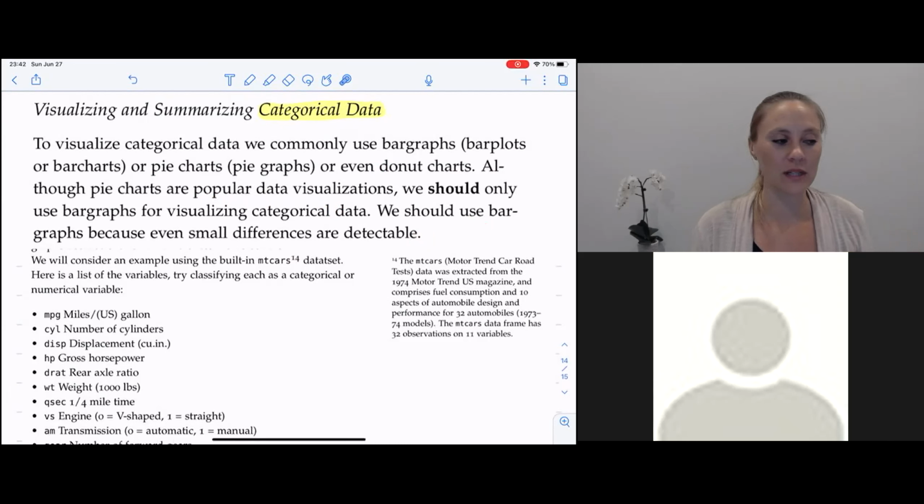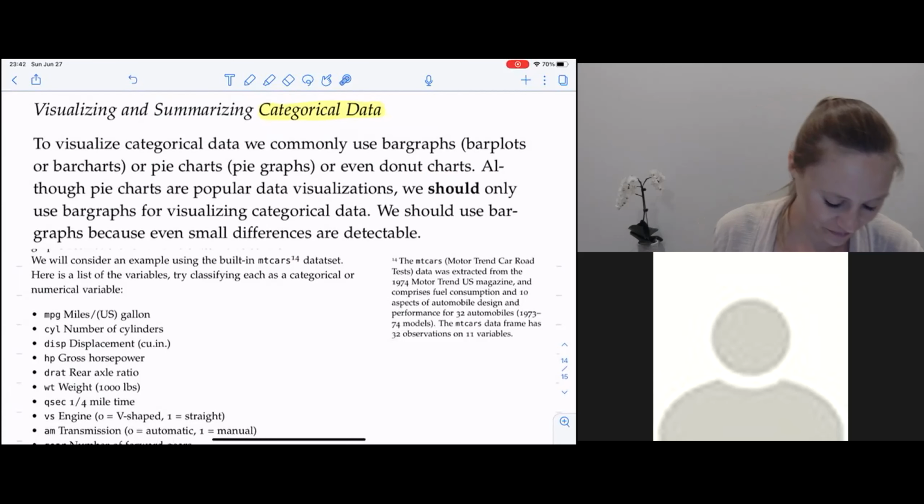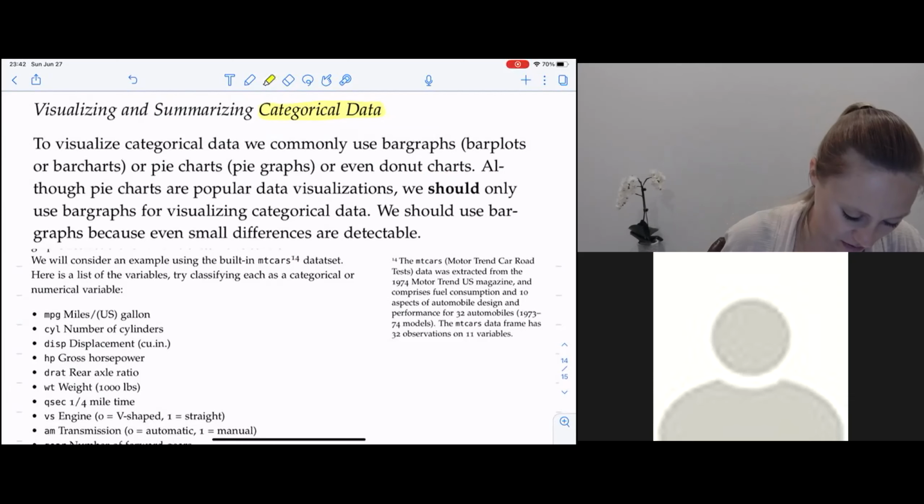So if there's really anything that you take away from this course, or at least this lecture, let it be that you're not going to make any pie charts ever again. And you can look down on people who do. No, and then donut charts are just kind of this weird, it's a pie chart with a hole in the middle. It's weird. People think they look cool, but they don't. So anyways, so I want to see bar graphs. Okay, so we should only use bar graphs for visualizing categorical data.